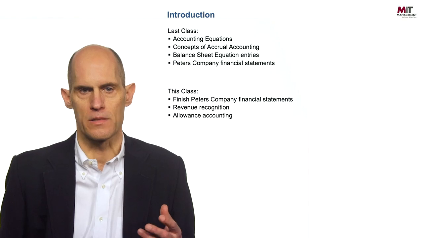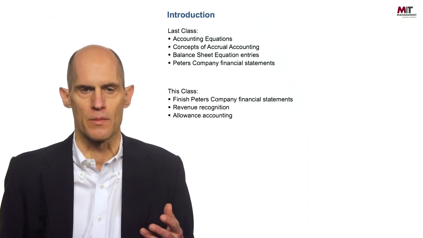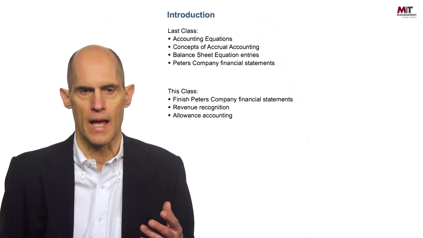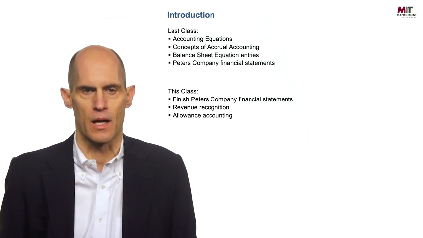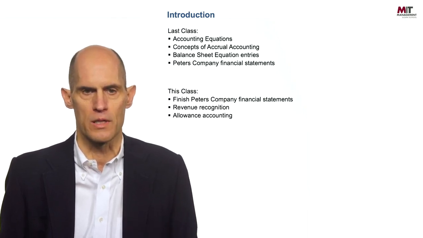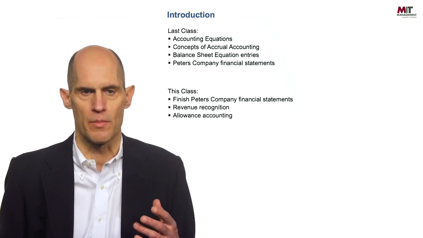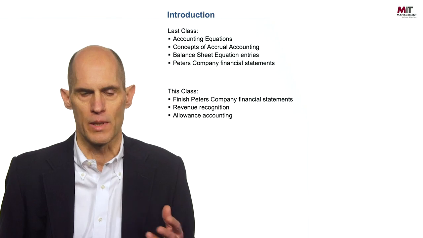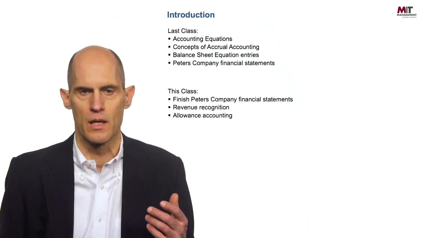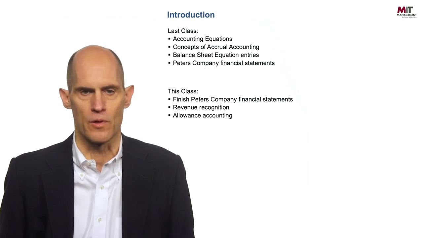Remember last class, we talked about the accounting equations. An important one we introduced was the balance sheet equation, which is assets equals liabilities plus stockholders' equity. We talked about some concepts of accrual accounting. We did some balance sheet equation entries, and in particular, we used the balance sheet equation to do Peters Company's financial statements, their balance sheet, their income statement, and their cash flow for the first year of Peters operations.